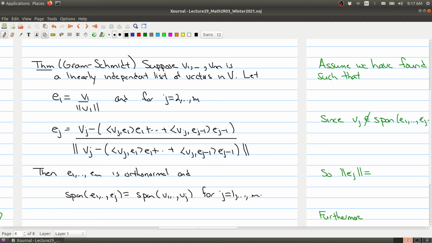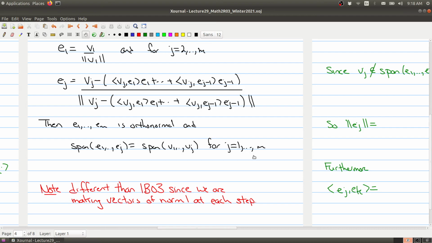So in essence, what you're doing is an iterative definition. You first define E1. Once you have E1, you can make E2. Once you have E1 and E2, you can make E3. And at each stage, you're changing the linearly independent elements V1, V2, and so on up to Vj into another list of linearly independent elements, E1 to Ej, such that the new list is not only linearly independent, it's also orthonormal. So you're changing one basis into another basis. You're using the Vi's to make the Ei's, which are going to be orthonormal.